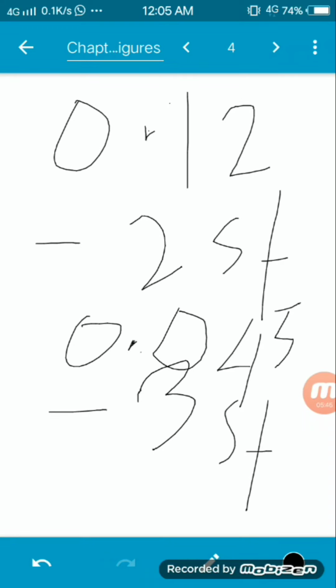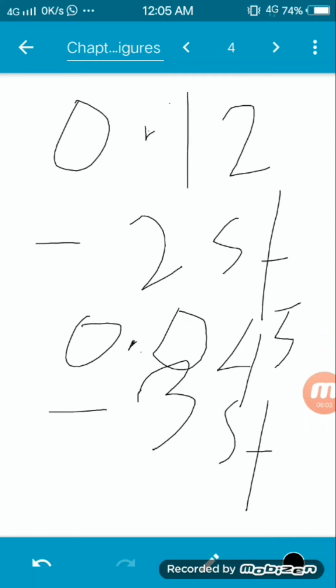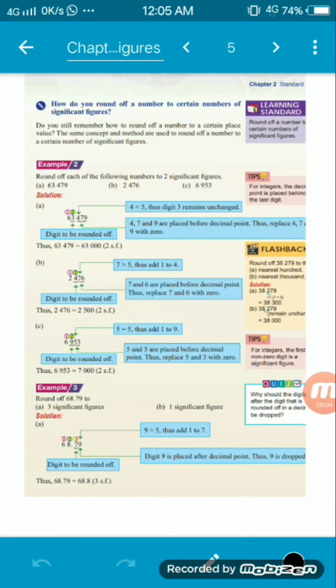Okay. Next is how do you determine the number of significant figures in the symbol? Ini akan menunjukkan, kamu boleh tengok sendiri ya. Nanti the next is how do you round off a number to a certain number of significant figures?